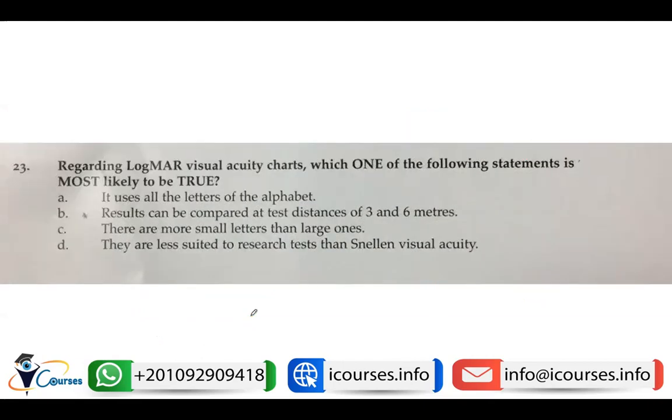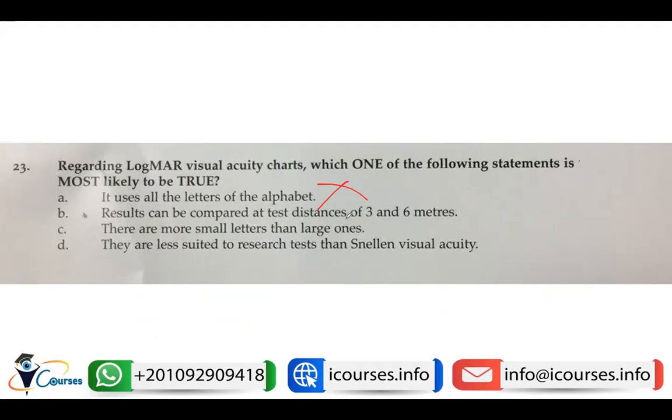Another question about the visual acuity chart. Let me explain it until we discuss the visual acuity in the physiology. The logMAR visual acuity chart uses all the letters of the alphabet. This is not true. It uses specific letters of the alphabet because we want each letter to subtend a specific angle and have a specific configuration.